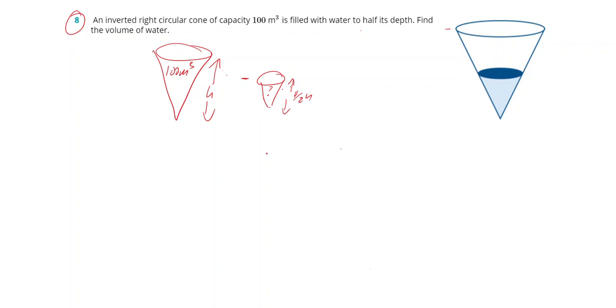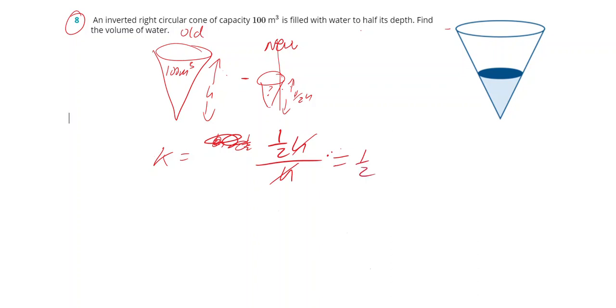From the h's, I could actually get the scale factor. Okay, the scale factor is new divided by old. So I'm going to call the big cone the old, the small cone the new. So the height of the old cone is h. No, sorry, the height of the new cone is half h. The height of the big cone is h. If I divide half h by h, I can cancel the h's. I get a half. Now, you can do that on your calculator as well. You can just literally type in half x divided by x, and you should get a half.